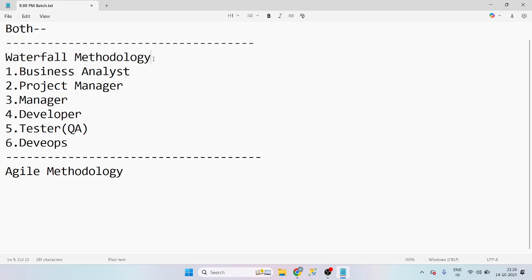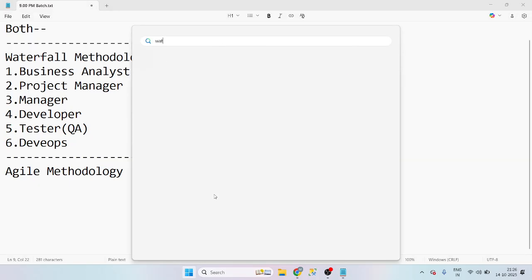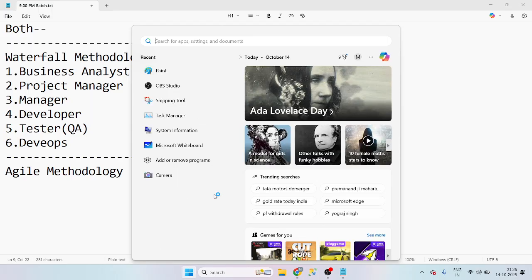Okay, let's look into waterfall methodology. Let me open Paint. So we are going to learn about the waterfall methodology. Just in case, this is the waterfall. It starts here and it ends here.